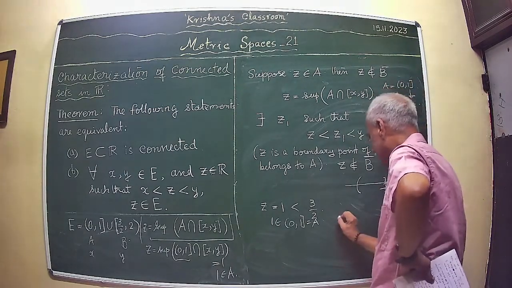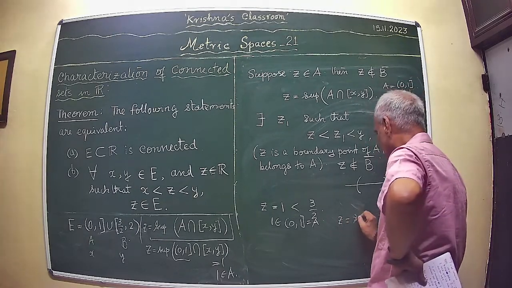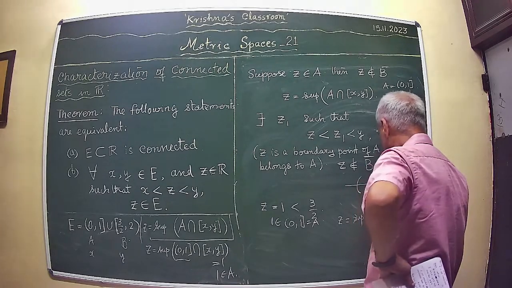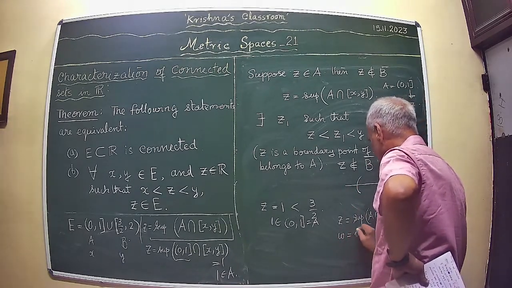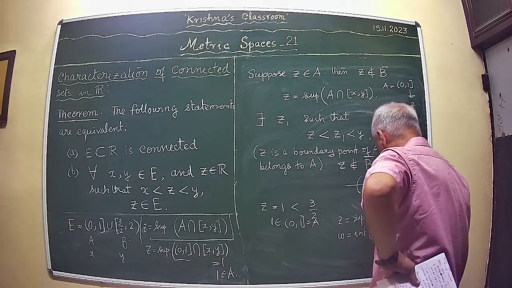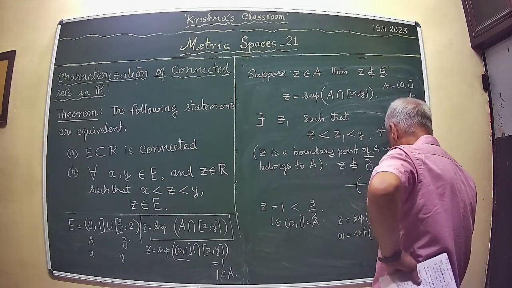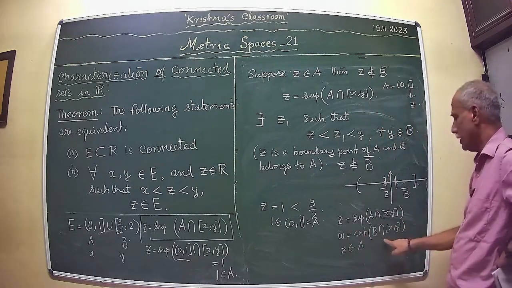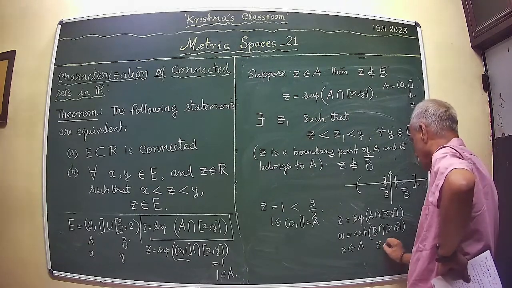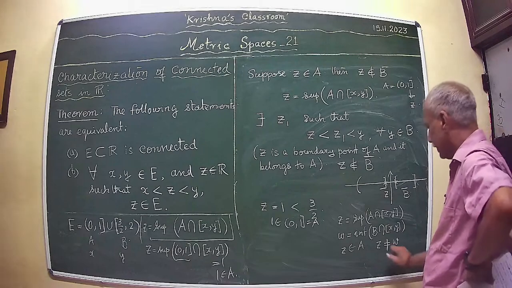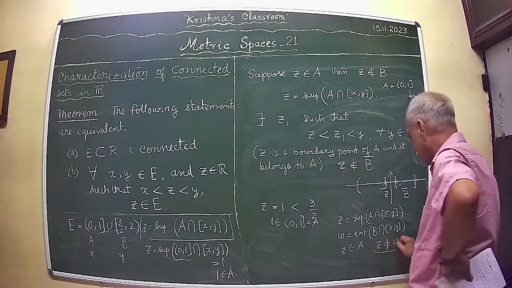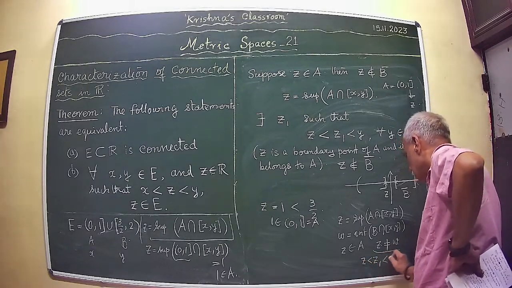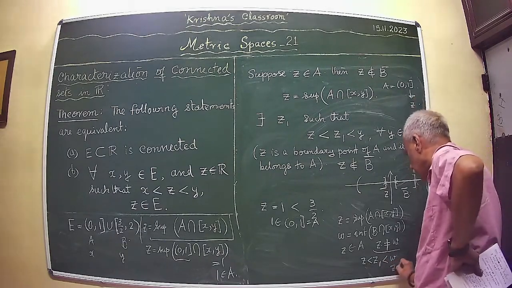You see, take Z as supremum of A intersection XY and W as infimum of B intersection XY. Now you are assuming Z belongs to A. Therefore, it is not in B closure. Therefore, it is not equal to. So, Z is not equal to W. Then you can find some element between Z and W. Say Z1 and Z1 does not belong to.